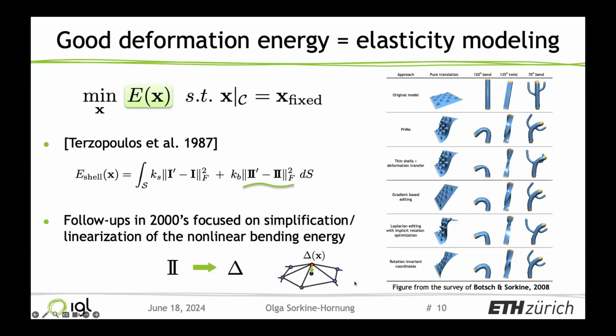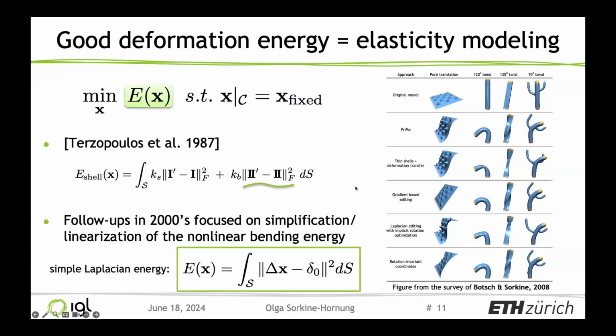If the surface is flat, then the Laplacian is 0. And if the curvature is low, then the length of this tiny green vector is tiny. So it's a good stand-in for this elastic bending energy, in the second fundamental form in particular.